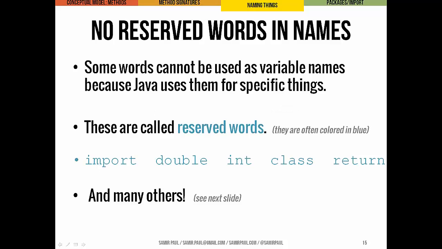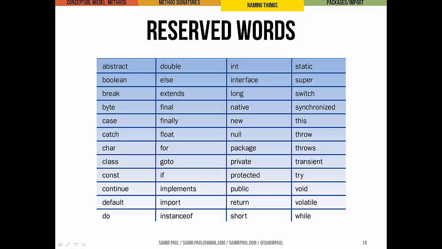Other key rule, hinted at this a couple of slides ago, there are some words that are specifically set aside in Java, and these are called reserved words. They can't be used in variable names or in anything else. So examples of these: import, double, int, class, return. You can't name a variable double. You can't name a variable int. You can use int in a variable name, so myDouble or myInt, but you can't just name it int by itself. A list of reserved words is here.